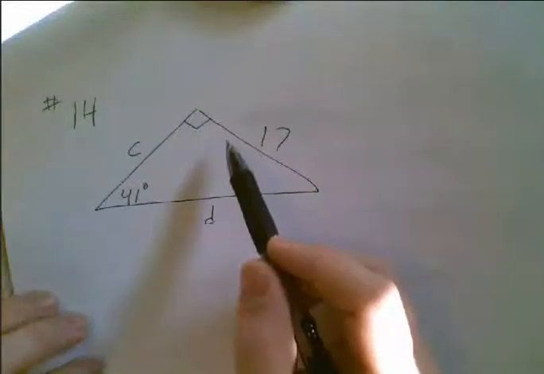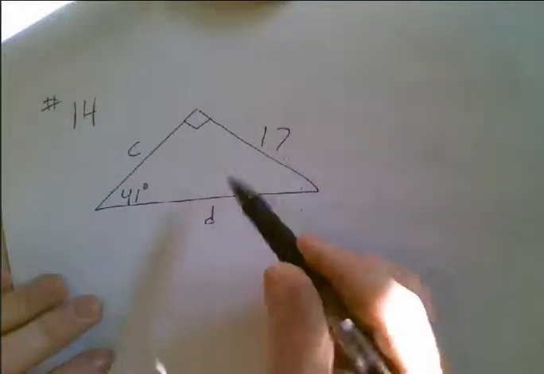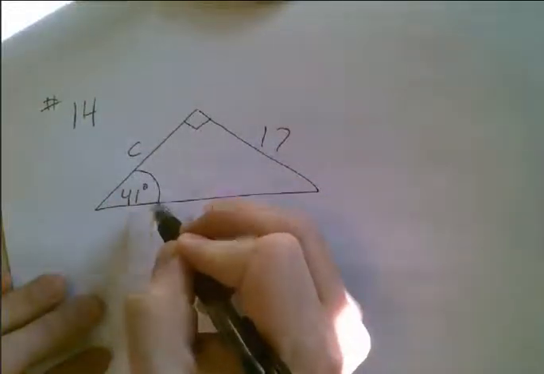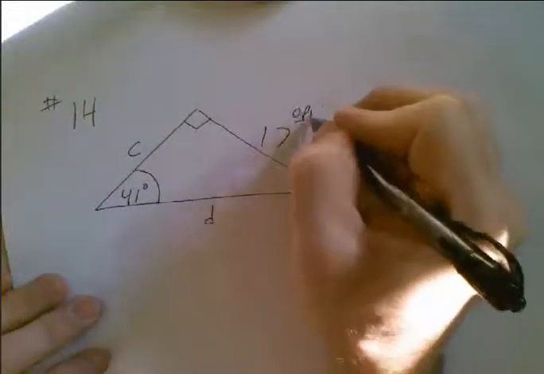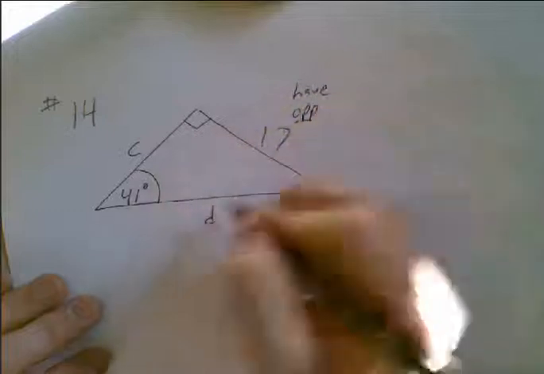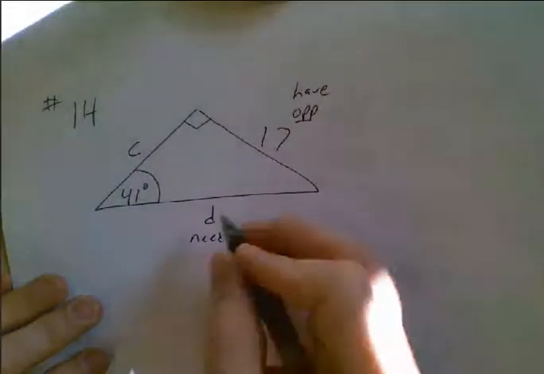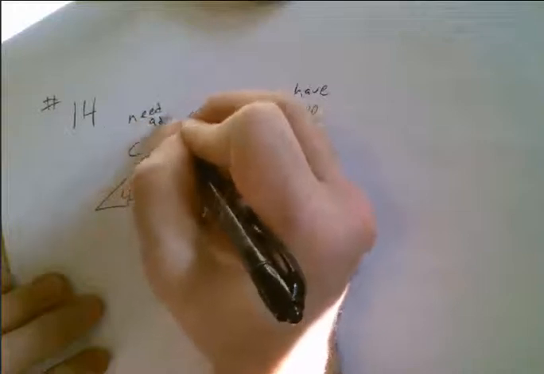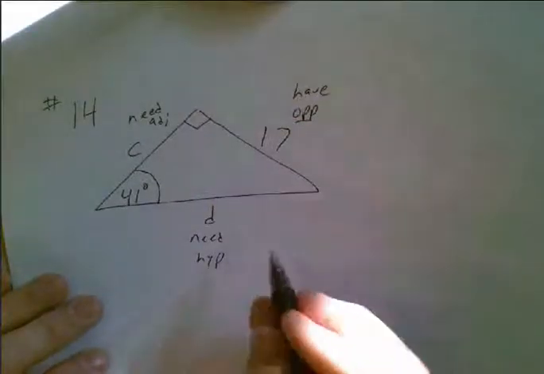But for this one, again, you just ask yourself the same question, what do you have and what do you need? If this is the angle we're going to use, well then I have the opposite, that's what I have, and I need the hypotenuse. I also need the adjacent. And it doesn't really matter which one you do first, but let's just focus on one at a time.